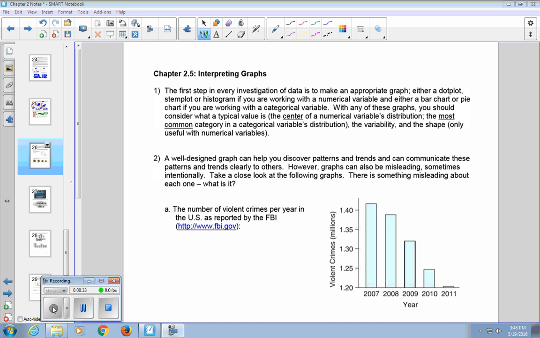Number 2, a well-designed graph can help you discover patterns and trends and can communicate these patterns and trends clearly to others. However, graphs can also be misleading, sometimes intentionally. Take a close look at the following graphs. There's something misleading about each one. What is it? So again, you may want to press pause, take a look at both graphs, one in A and one in B, and then press play when you're ready.